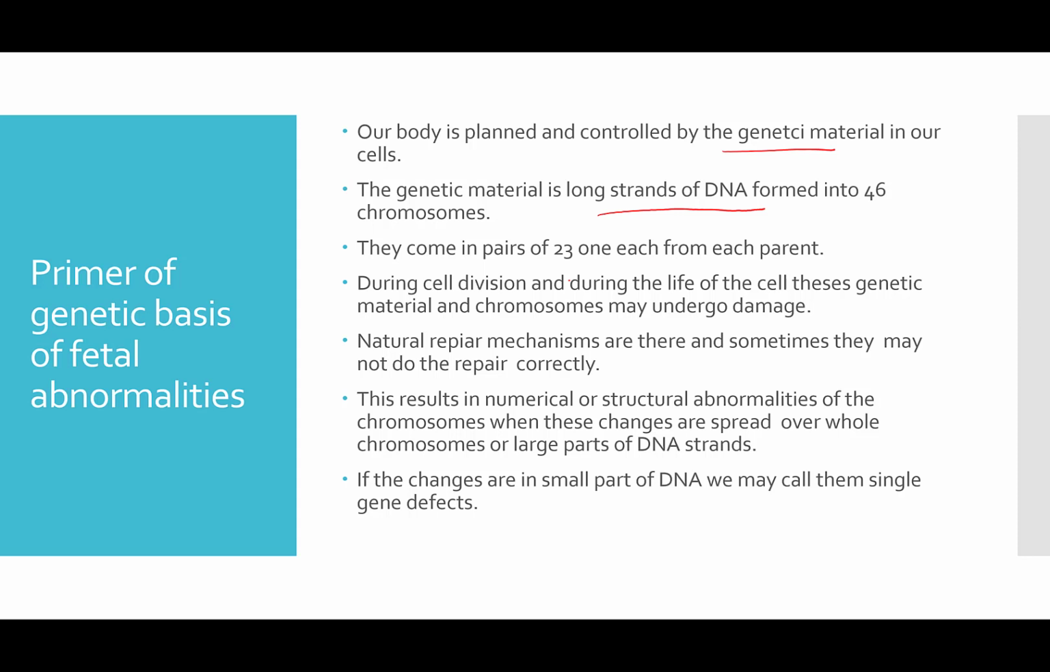During cell division and during the life of the cells, this chromosomal material can get damaged, get changed, or may separate out into different parts. Natural repair mechanisms are there which will repair them, but sometimes they don't do the job properly, and there are various errors in the repair process. Because of those things, we will end up with structural abnormalities of the chromosomes, numerical abnormalities of the chromosomes which are called aneuploidies, or sometimes large portions of chromosomes can get missing or can get duplicated. So they are again structural abnormalities of chromosomes, and then sometimes very small fragments of DNA can get missing or can get deleted.